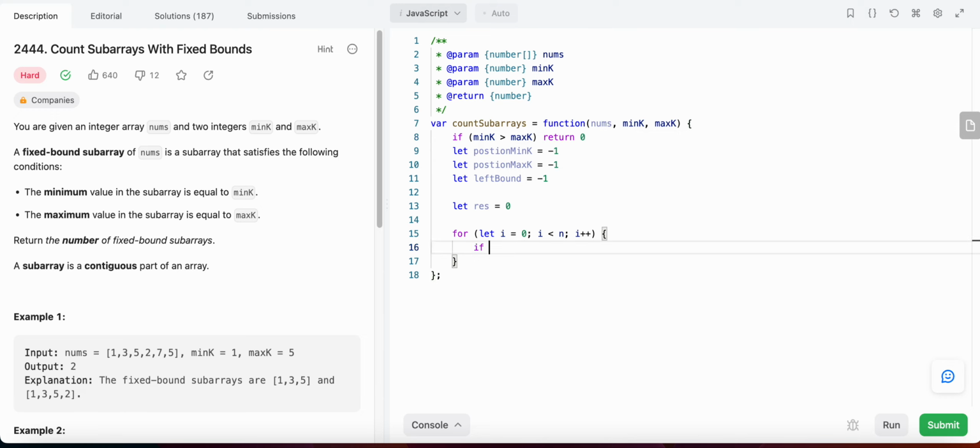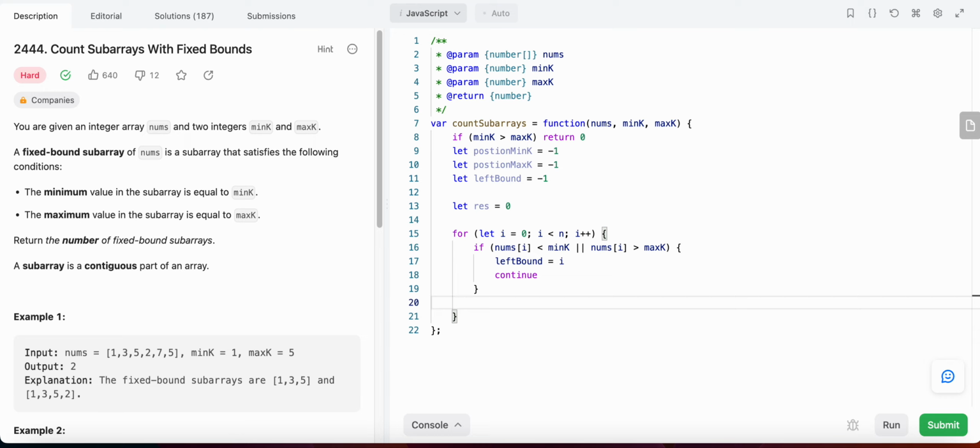Okay, so if our bound value is not satisfied, that is if nums at index i is less than min k, or nums at index i is greater than max k, that is it falls out of this range, then this is when we update our left bound equal to i, and then we continue. That is, we do not proceed to our other part of the code.